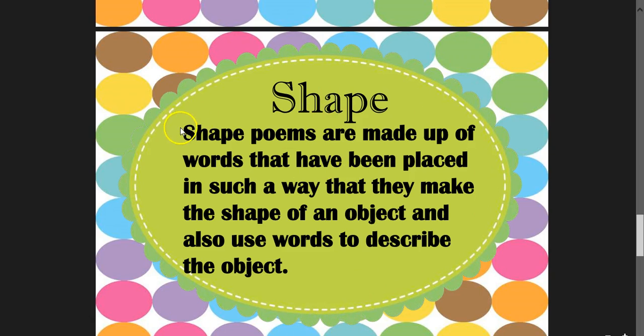So you would start with a bunch of words at the top, and then gradually they'd get thinner to make a point at the bottom of the heart. That would be an example of a shape poem.